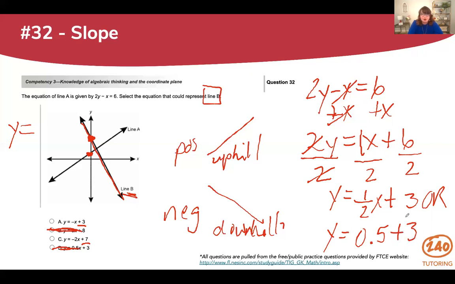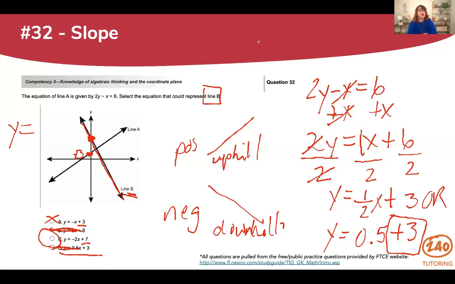So I know the y-intercept for line A is plus 3. So that point right there is plus 3. Now that I know that, I know B's y-intercept can't be plus 3 because it intercepts way up here. A is not correct. C is correct: negative 2x plus 7. Now I want to show you something. If you had just worked this equation and solved it for y, you would have ended up with answer choice D. So that can be confusing.